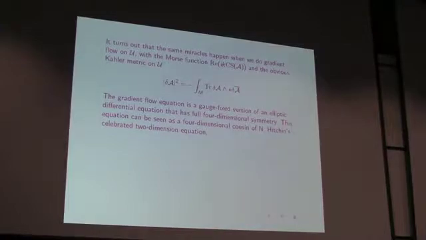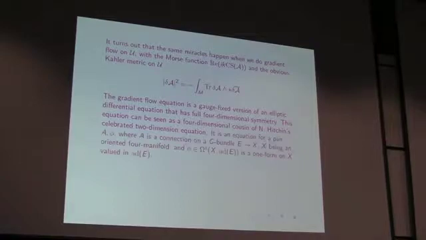This equation is a four-dimensional cousin of Hitchin's celebrated equation in two dimensions. It's an equation for a pair, A and phi, where A is a connection on a G bundle E. That means A is a real connection, a unitary connection, with structure group the compact Lie group. And phi, as in Hitchin's work, is a one-form with values in the adjoint bundle. And the equations look like this.